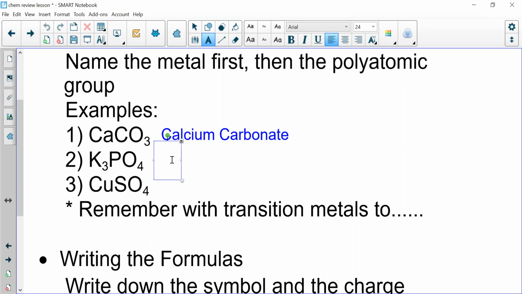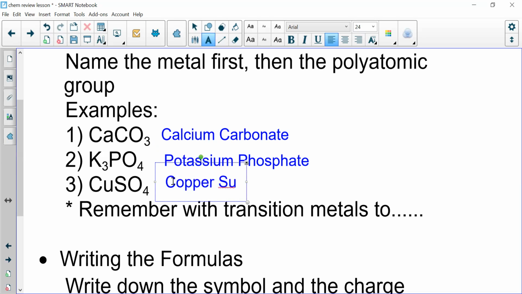How about KPO4? So I have 3 capital letters indicating there's multiple atoms here in this compound. What's its name? Potassium phosphate. Awesome, Kira. Potassium phosphate. And how about CuSO4? Copper sulfate. Okay, close. Sophia, what do we need to include here with copper sulfate? Oh, the 2. Good. Good, because with transition metals, remember you have to include charge in brackets.